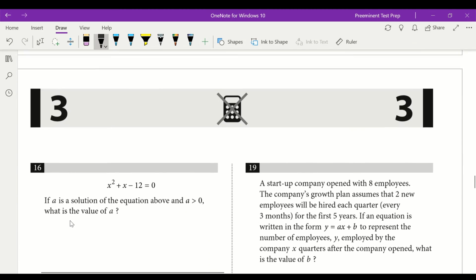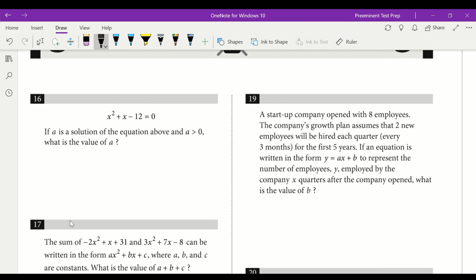Question 16. If a is a solution of the above equation and a is greater than 0, so a is positive, what is the value of a? Alright, well, I have x squared plus x minus 12 equals 0. So I need factors of negative 12, so I'll put negative 12 here. I need factors of negative 12 that add to 1.